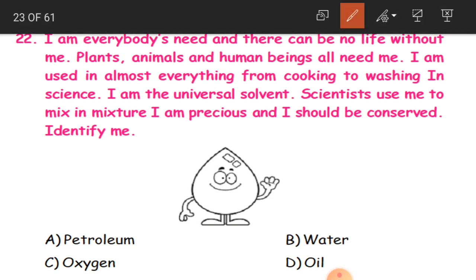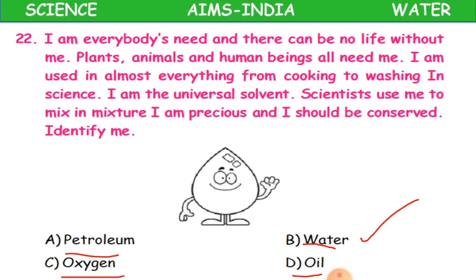Now children, what is it? It is very much needed for all the living organisms, and there is no life without this. For humans we need it for cooking, washing, drinking and all that. And it is also a universal solvent, so it can be mixed in any type of mixture. So what is it? Is it petroleum, or water, or oxygen, or oil? The answer is B, that is water.